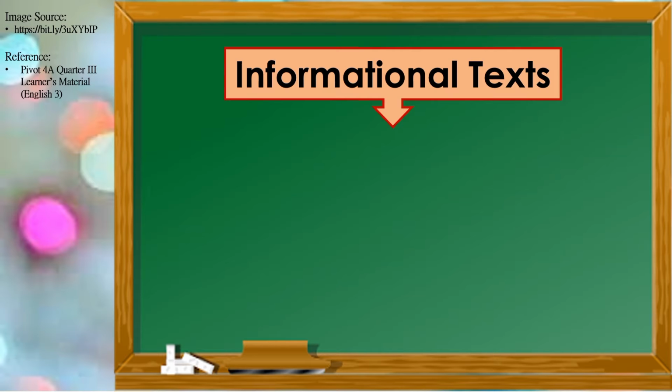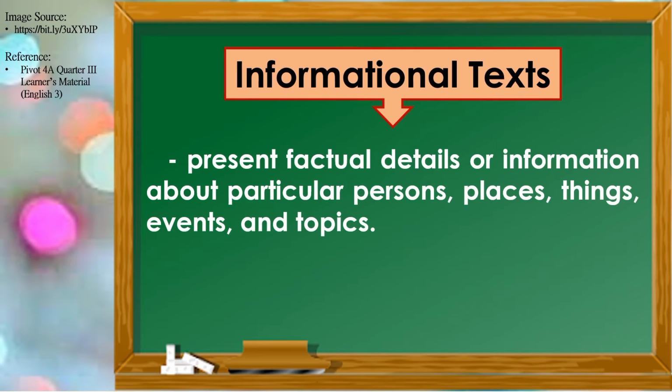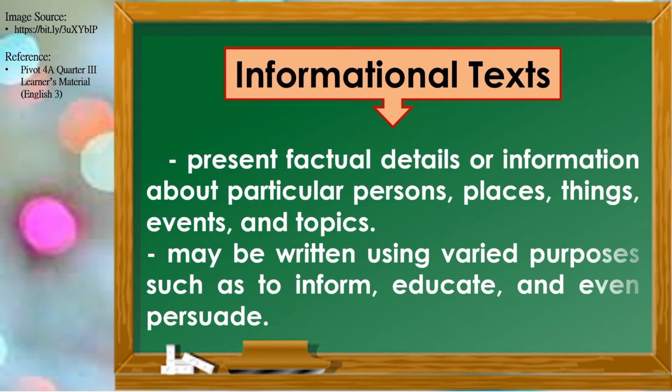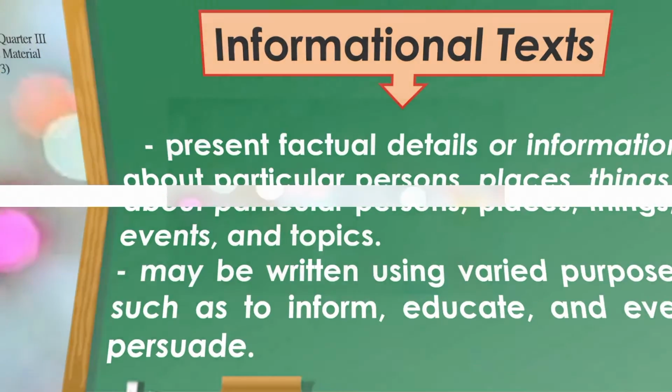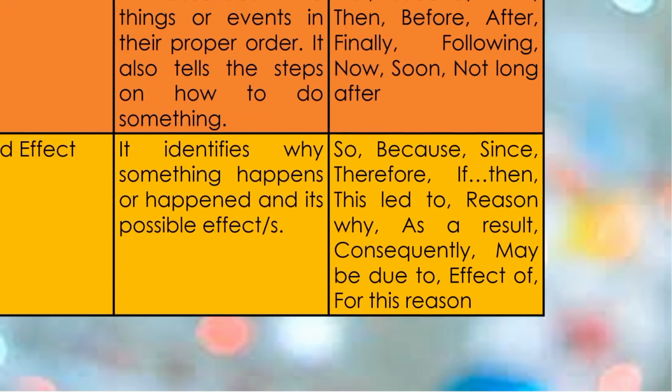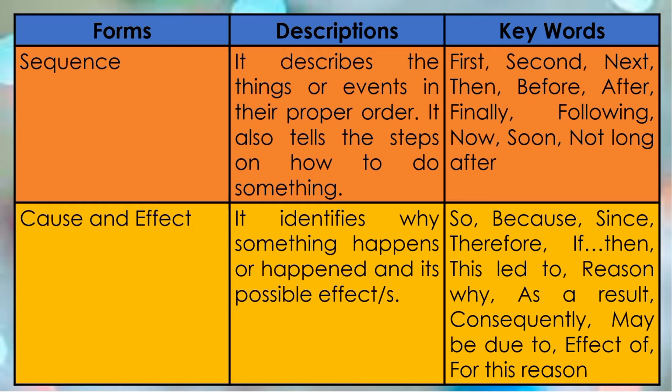Informational texts present factual details or information about particular persons, places, things, events, and topics. These texts may also be written using varied purposes such as to inform, educate, and even persuade. Informational texts may be written in various forms. These include the following. The first form of an informational text is what we call the sequence.